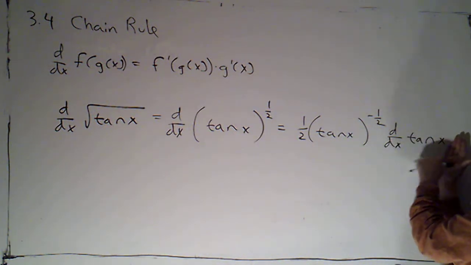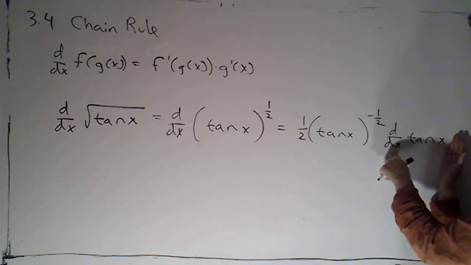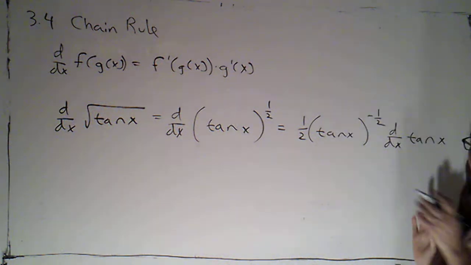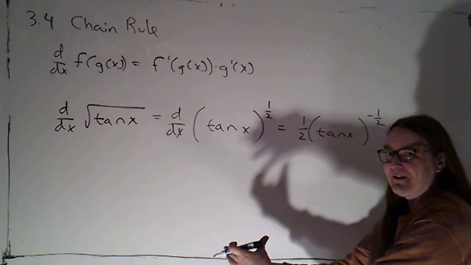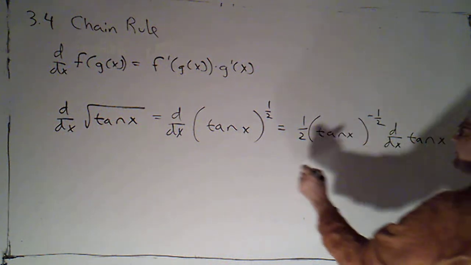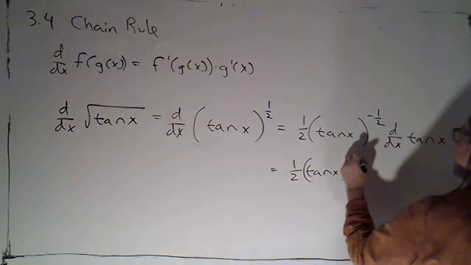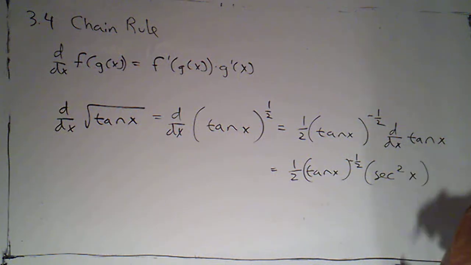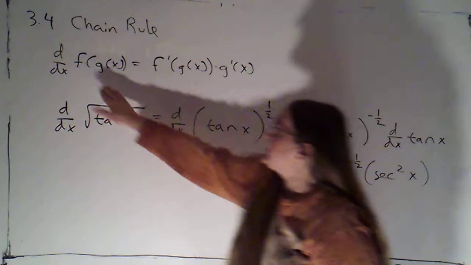And then I've got to multiply by the derivative of tangent of x. I kind of like to just write that I have to come back and do that. That prevents me from making a very common mistake, which is to take this derivative and try to plug it in here. I'm never plugging a derivative into another derivative formula. I'm always just multiplying by the derivative of the inside part. So this would be 1/2 tangent of x to the negative 1/2 times the derivative of tangent, which would be secant squared.